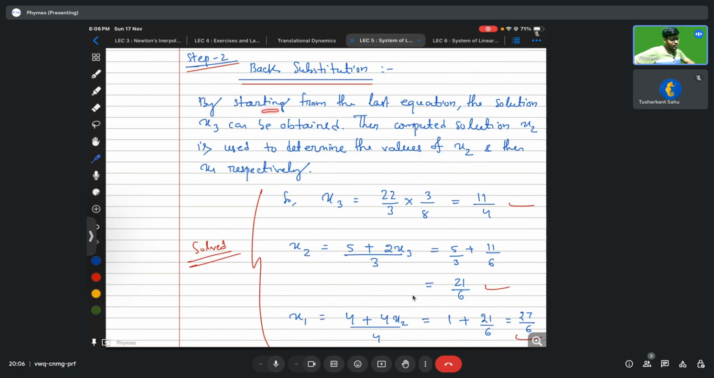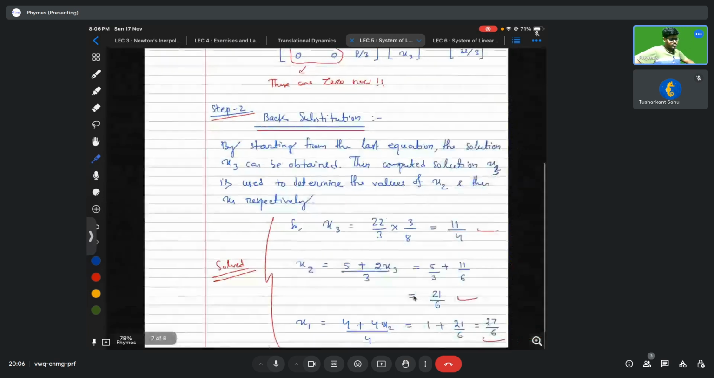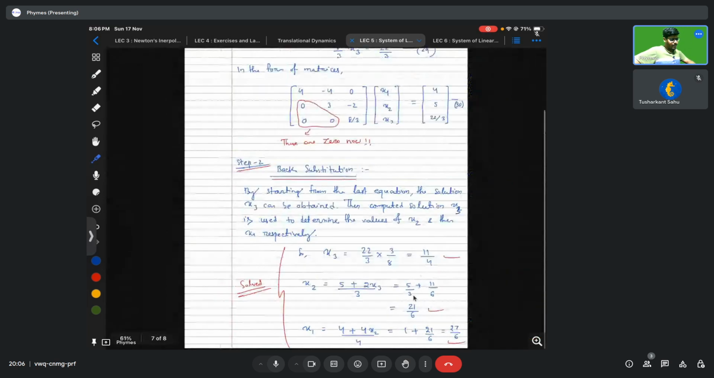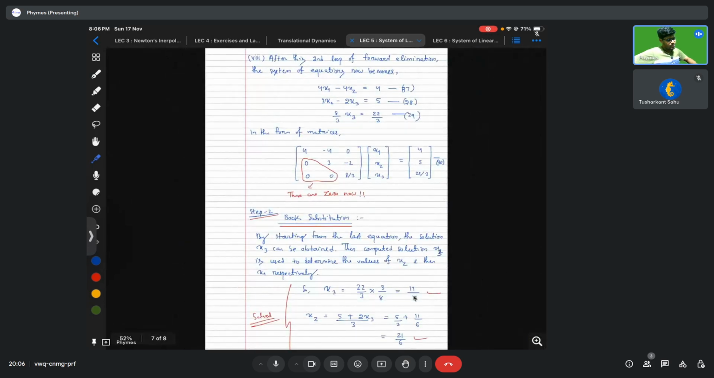By starting from the last equation, the solution of x3 can be obtained. The computed solution of x2 is used to determine the computed value. The solution of x3 is used to determine the values of x2 and then x1 respectively. So by back substitution, you have to find the values of x3, x2, and x1, right? So that is the method.